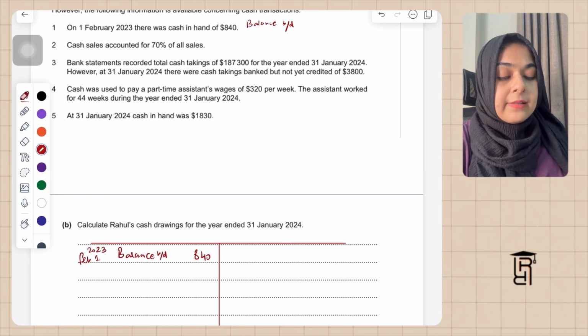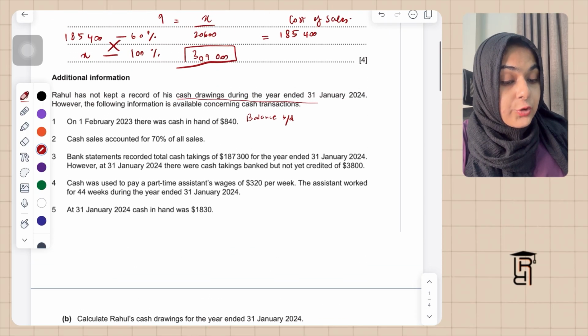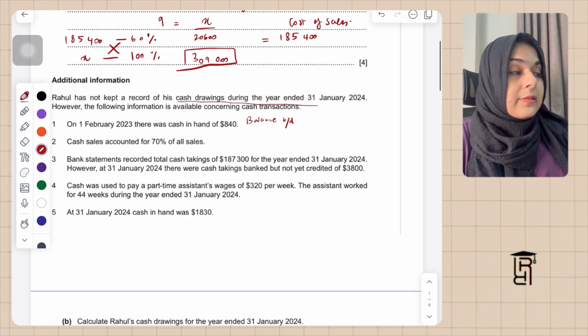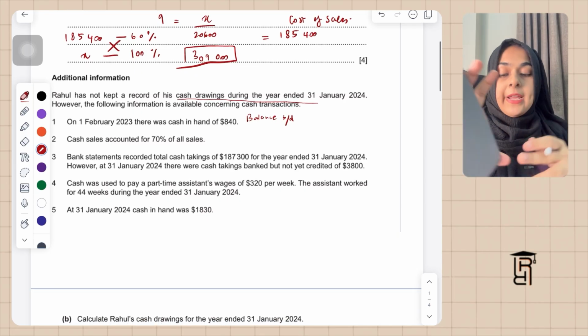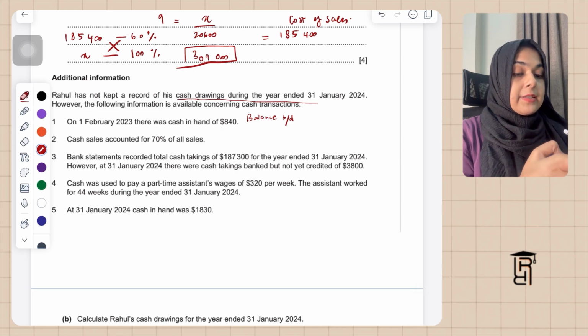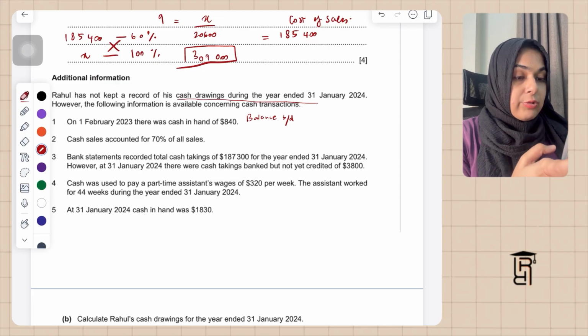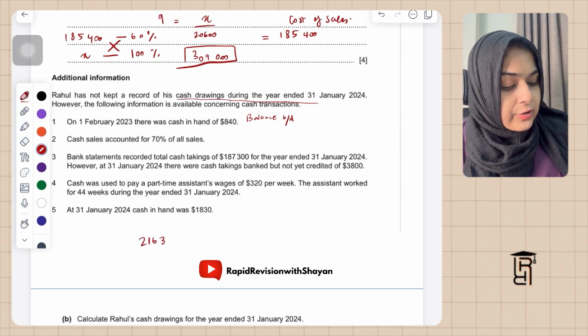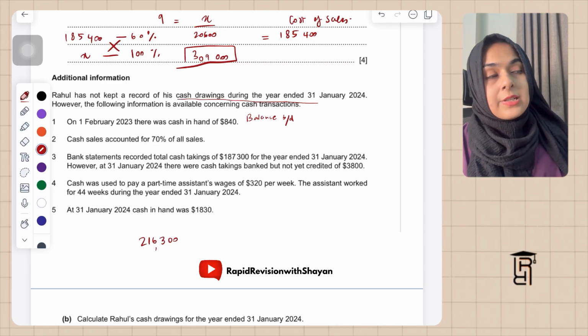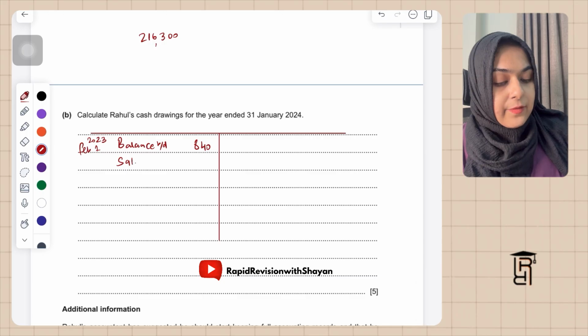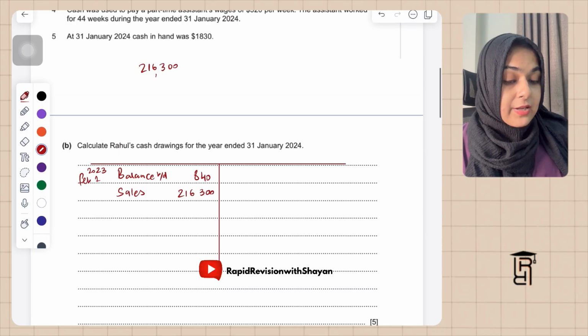Then they're saying cash sales accounted for 70% of all sales. So the total sales here is 309,000, of which cash sales is 70% of 309,000. 70% of 309,000 is going to give me 216,300. Whenever we make sales for cash, the double entry is cash account debit, sales account credit. So I'm going to record this on the debit side of the cash account. I'm going to write here sales, 216,300. This is my cash sales.